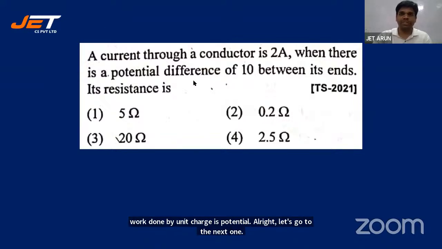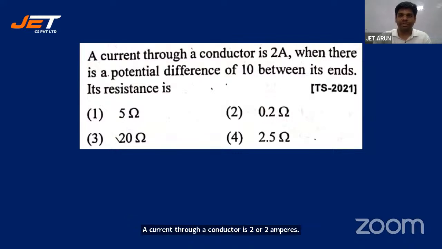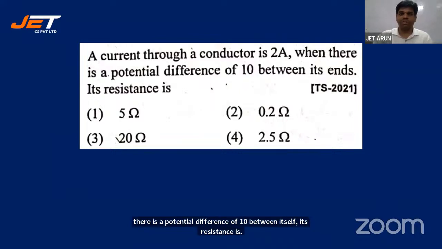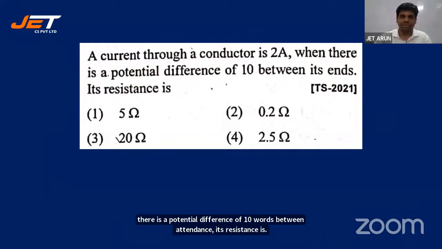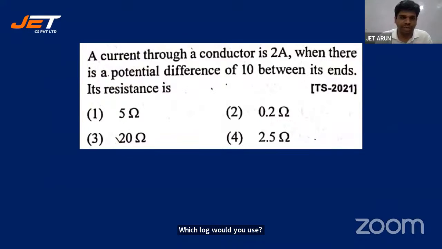A current through a conductor is 2 amperes. When there is a potential difference of 10 volts between its ends, its resistance is? That's 10 volts, students. Which law would you use? Which law would you use, students, to answer this question?